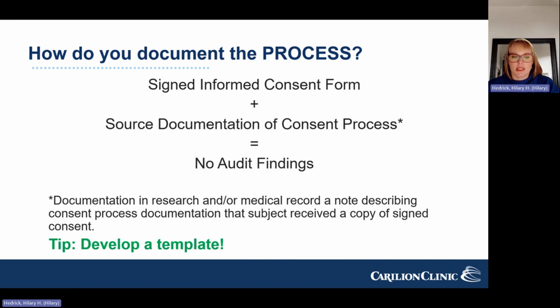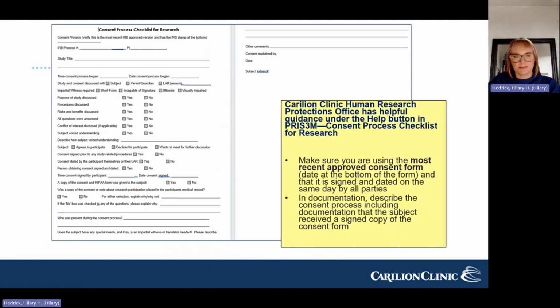Those correlate directly together. As you can see in the note at the bottom, the documentation in the research and/or medical record is a note describing the consent process, and documentation that the subject received a copy of the signed consent form. And again, develop a template for that. We have templates that serve as a checklist that you can even take with you and have as part of your process. This is the consent process checklist. You'll see specific things, and again, it's just another guide.